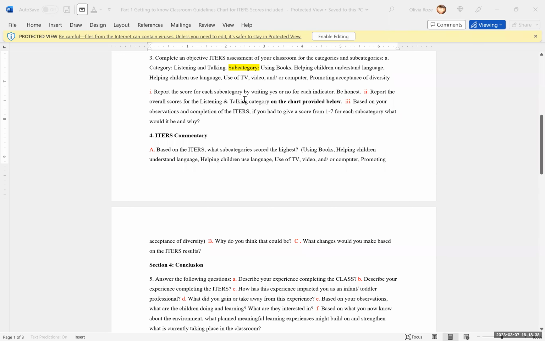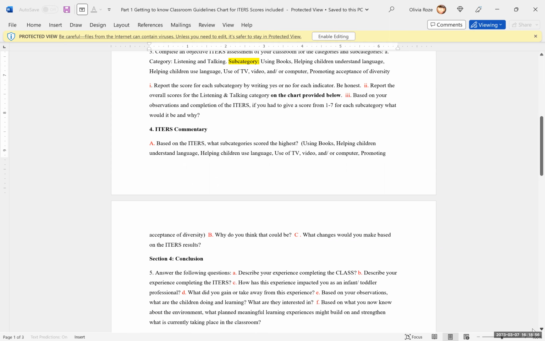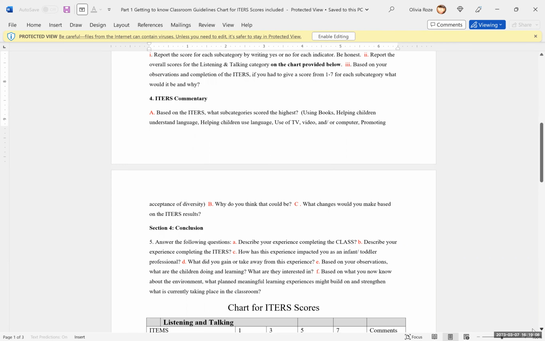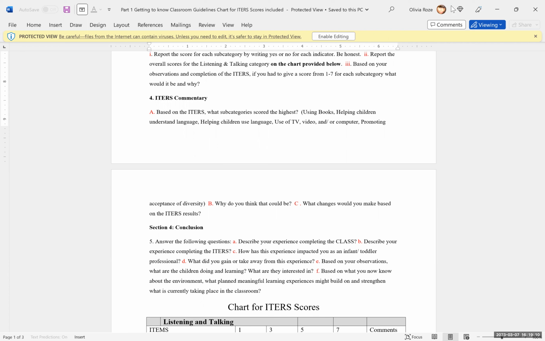So after going through each of those subcategories, you're going to figure out which one scored the highest based on your overall observations in that score of 1 to 7. Which one scored the highest and why? And then the final conclusion for the assignment just asks you to describe your overall experience being a class and an ITERS assessor. What did it feel like observing the teachers and the classroom behaviors and then commenting on them in this final report?